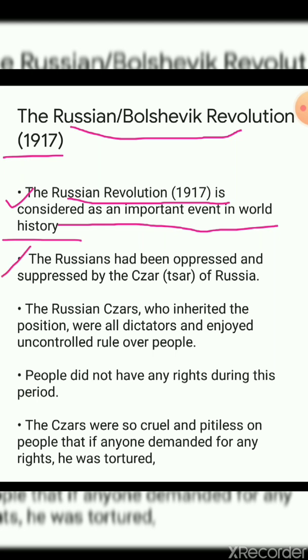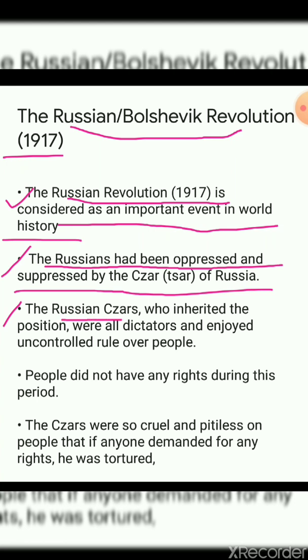Second, the Russians had been compressed and suppressed by the Caesar of Russia. What they are saying is that they were compressed and suppressed by whom? That is, by the Caesar of Russia. Who? The Russian people. Over here, compressed means treated harshly, and suppressed means dabana. It was done by the Caesar of whom? That is, of Russia.